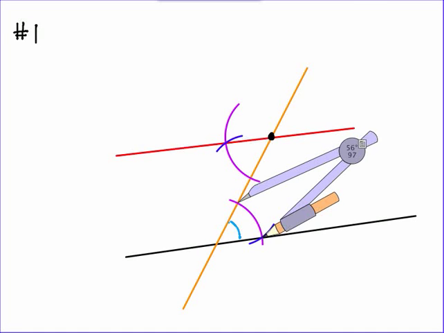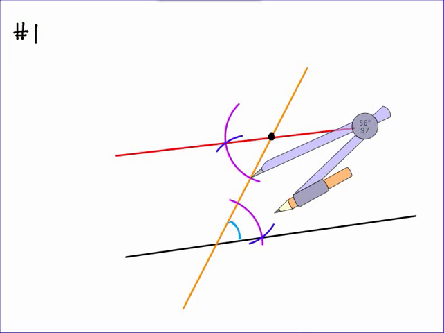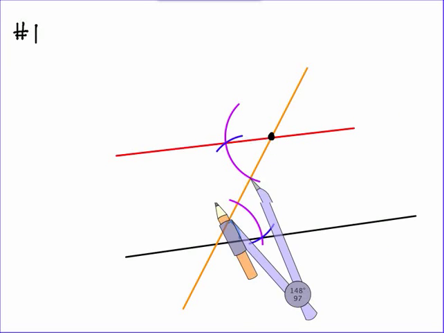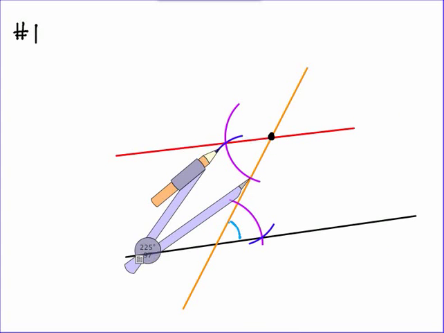Then I'm going to bring my compass over here to where the purple and the orange is. Then I'm going to swing my pencil back around and do that arc right there. Is that good now? Yeah. So we have just constructed a pair of parallel lines. Obviously you can see the patty paper was much faster.